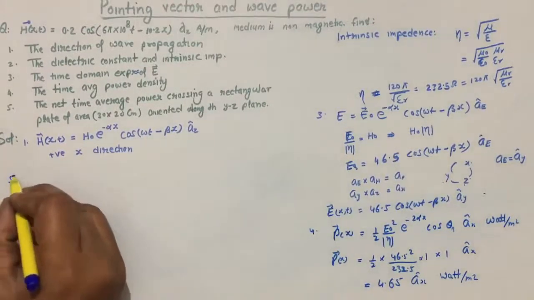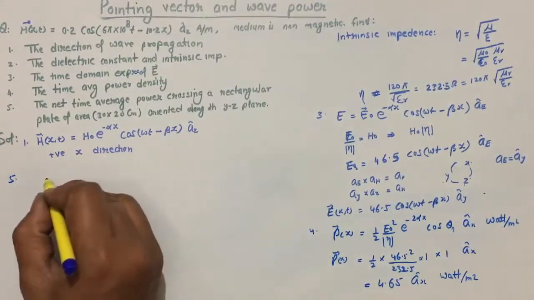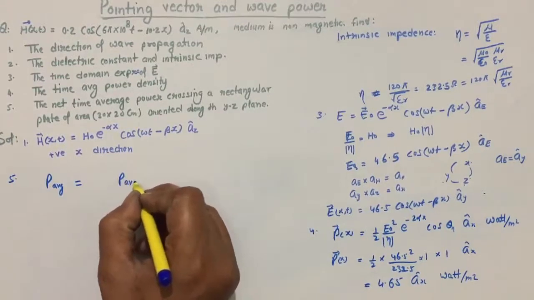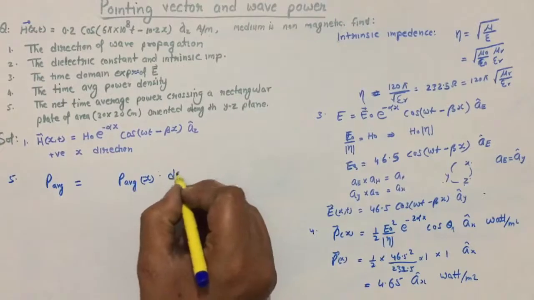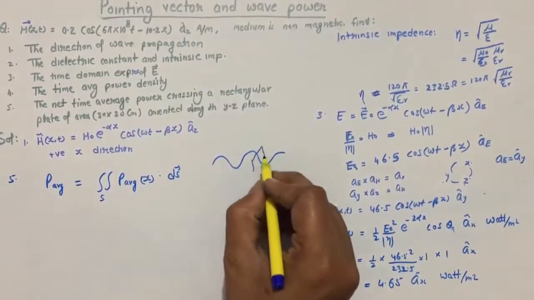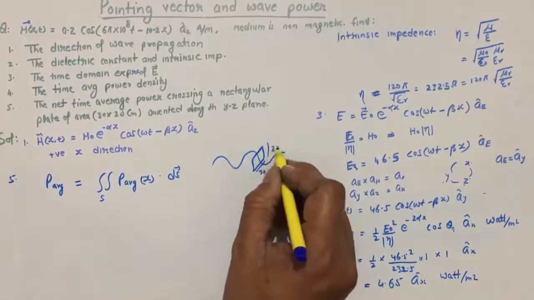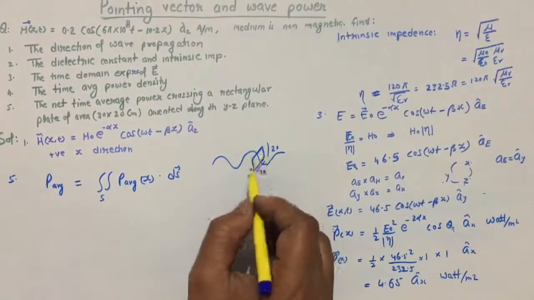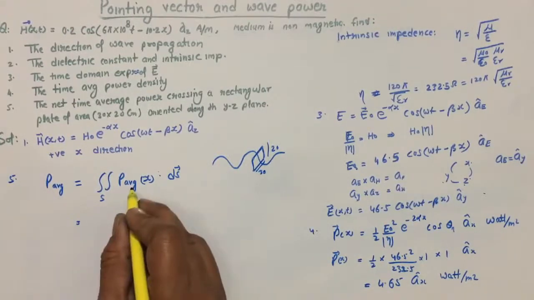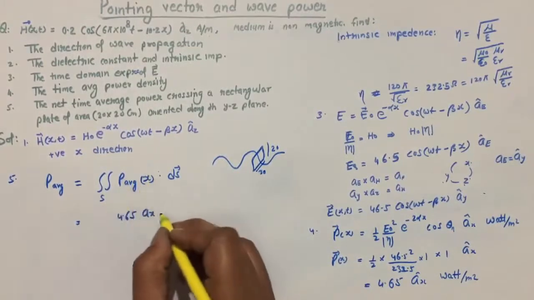Now the last one, that is to find the time average power crossing a rectangular plate of area this. Now we have to find the power. So the time average power is equal to the power density times the surface that is crossed by the wave. Wave is propagating like that and it is crossing a surface which has a dimension of 30 and 20 as it is given here. So when wave is crossing this area, for that we have to find the total average power. So power density is given from here, 4.65 in the direction of AX, dot ds.